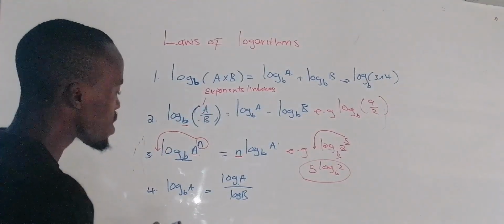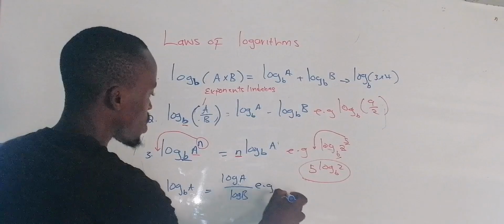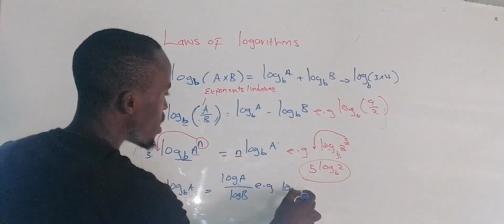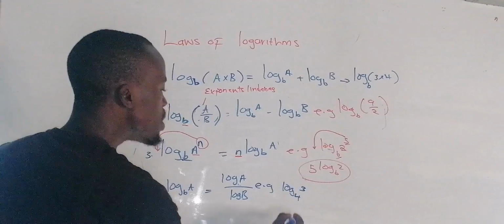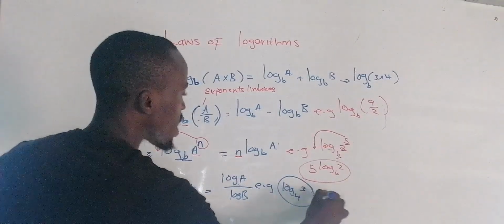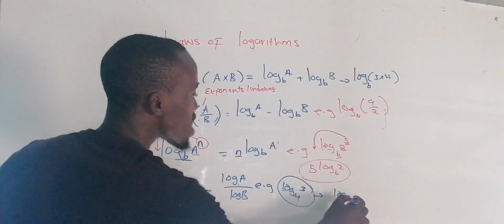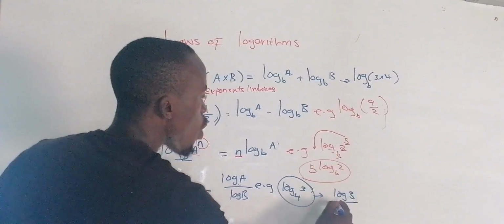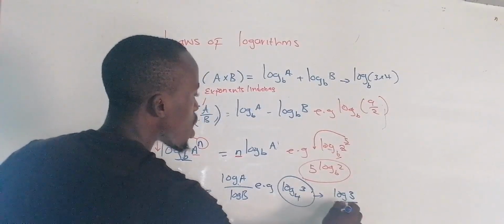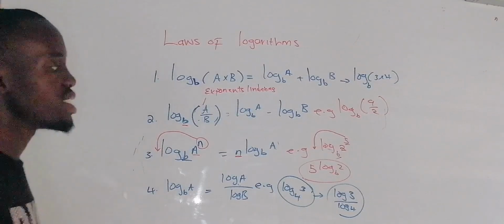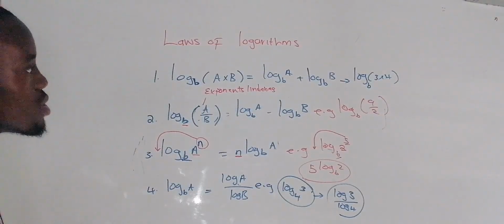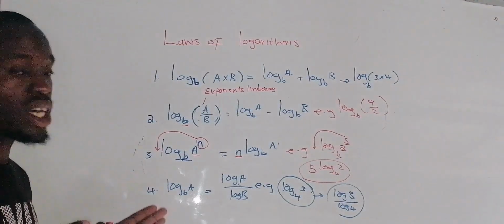So here, let me make an example so that you can understand this. Let me say log 4 base 3. Now, for me to expand this, I have to write log of an exponent, which is 3, over log of the base. This is how I'm supposed to write it. So do not forget those three.